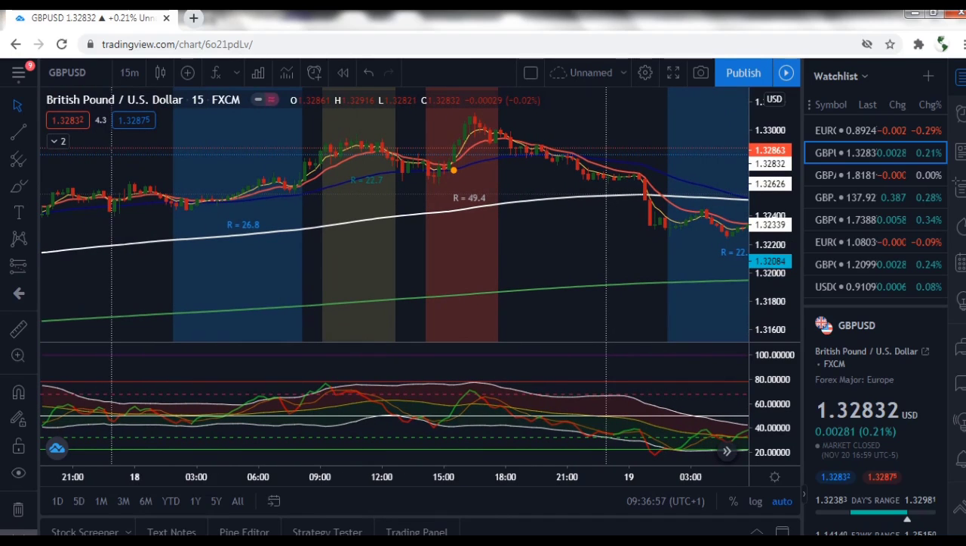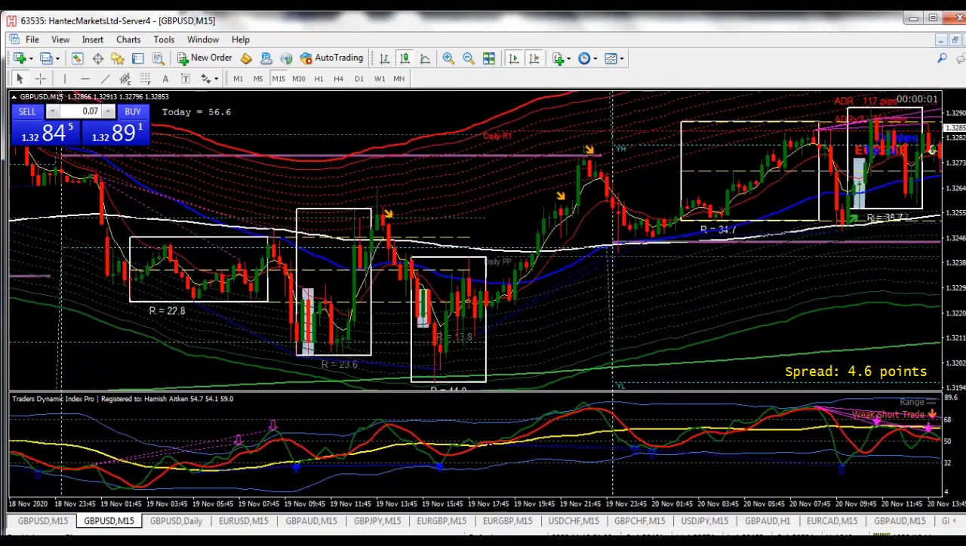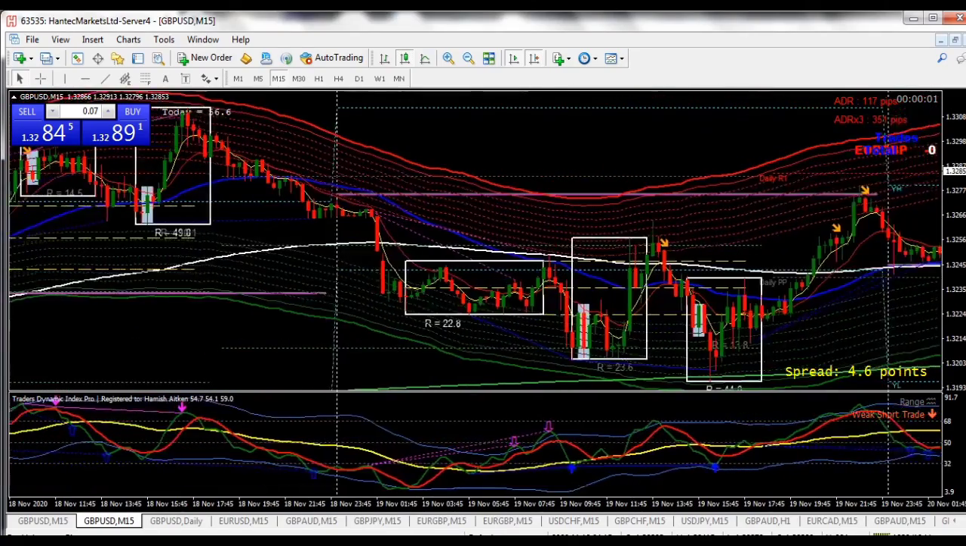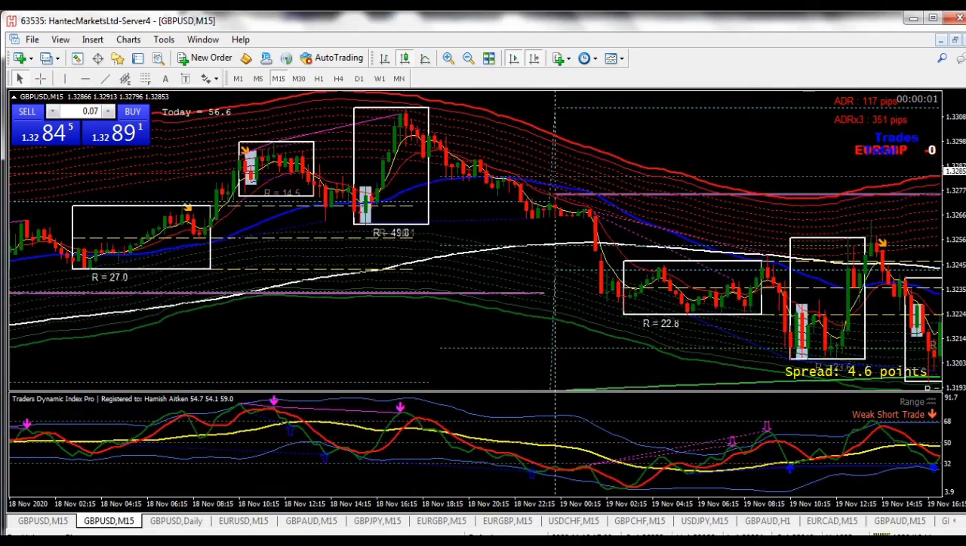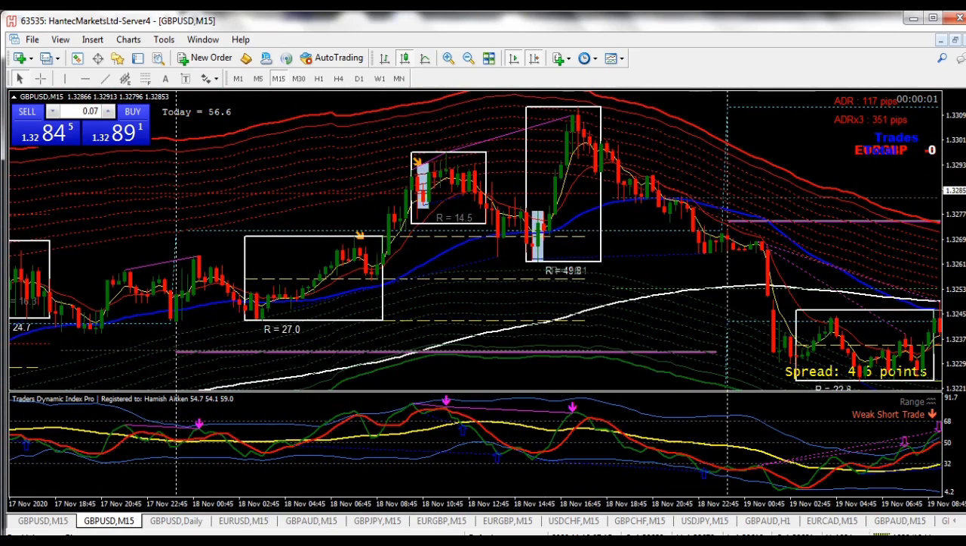Let me go to, okay, let's go to November 18th. I think this was the 18th. Okay, this was the 18th. Yeah, and here you could see this actually took a trade here also.